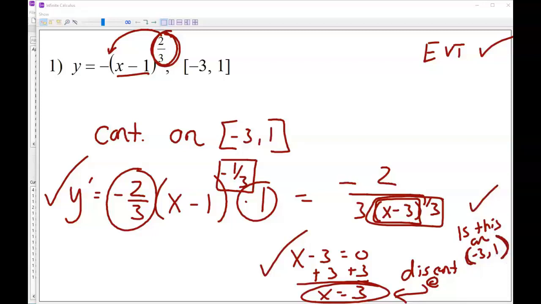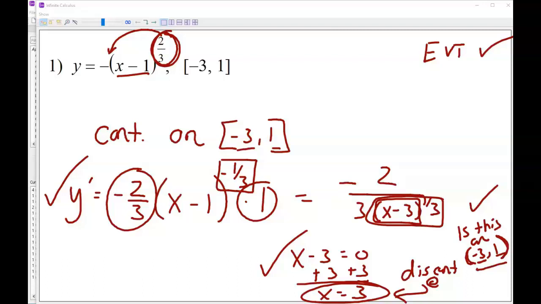It wouldn't matter if I had a discontinuity at -3 or if I had a discontinuity at 1, because this is an open interval. Whereas up here, since it's a closed interval with the brackets, we do care. But down here, it's okay. Now in this case, is the number 3 on the interval from -3 to 1? No, 3 is not on that interval.